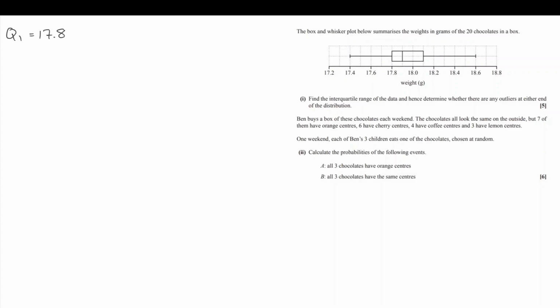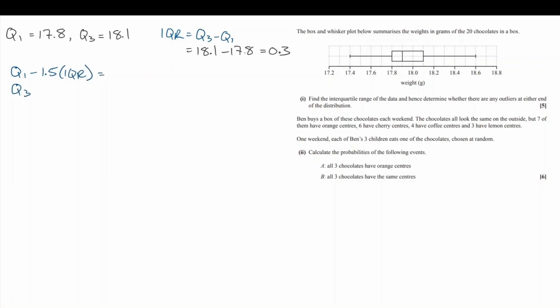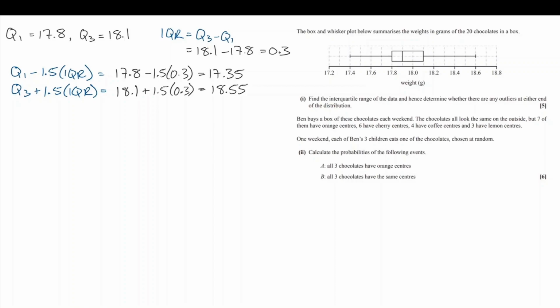From the box plot, we can tell that the lower quartile is 17.8. The upper quartile is 18.1. That means the interquartile range, the difference between these, is going to be 0.3. Where do we look for outliers? Our boundaries are Q1 minus 1.5 times your interquartile range and Q3 plus 1.5 times the interquartile range. Let's put those numbers in, 17.35 and 18.55. Anything below 17.35 or anything above 18.55 will be an outlier.